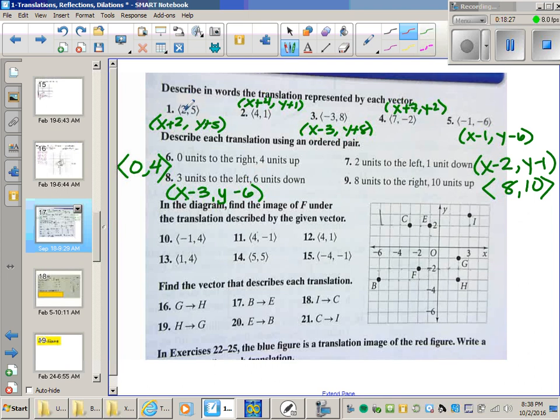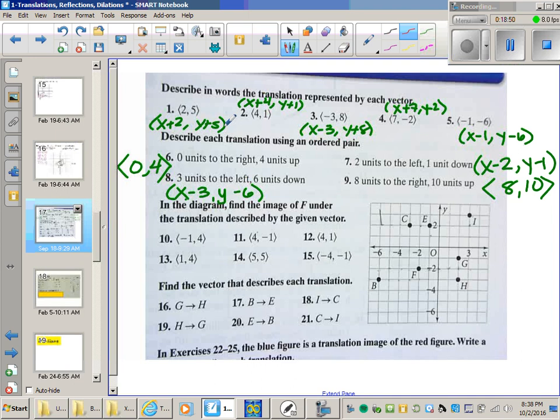So remember, your x value always comes first, your y value always comes second. This 2 is saying that the x values are going to move to the right 2, and the reason I know that is because it's a positive 2. And the y values are going up 5. So we could write this as x plus 2. All of the x values are increasing by 2, and all of the y values are increasing by 5.